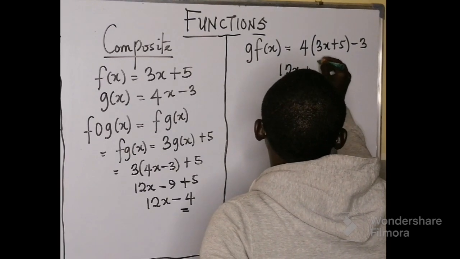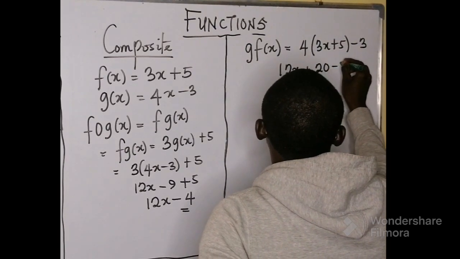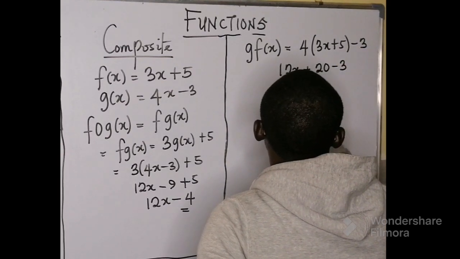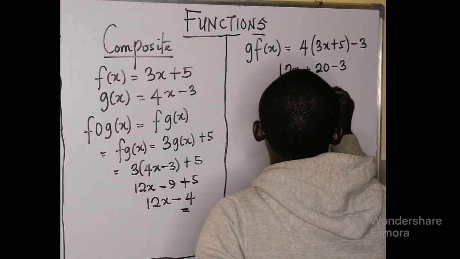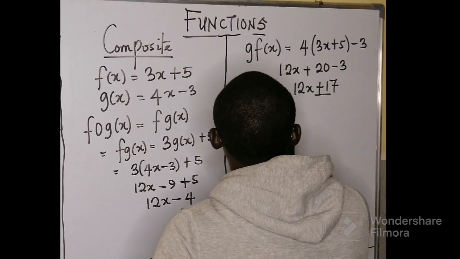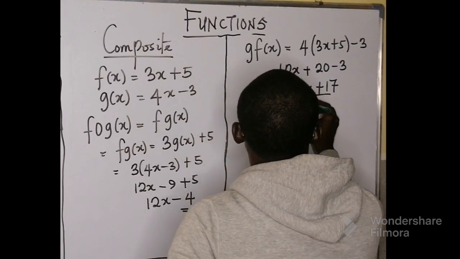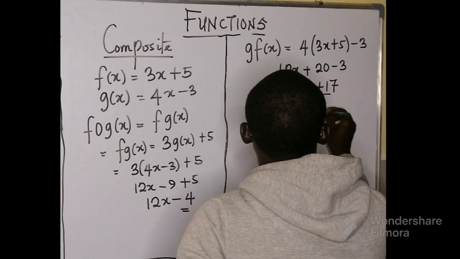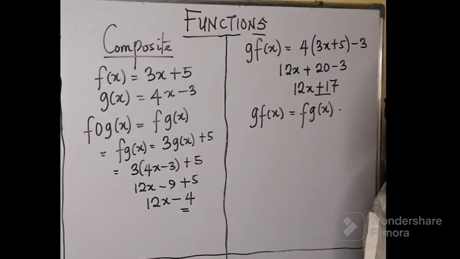12x plus 4 times 5 is 20, then minus 3, right? So that's 12x plus what? 17. You can see from these two that gf of x is not equal to fg of x. So this is what is called the composite function.